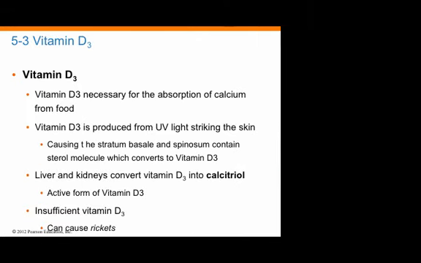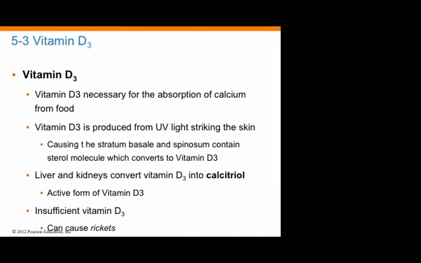The epidermis also plays a key role in the production of vitamin D3. Vitamin D3 is an essential vitamin necessary for the absorption of calcium from food. It is produced by ultraviolet or UV light striking the skin. The stratum basale and stratum spinosum layers of the epidermis contain a sterol molecule. When UV light present in sunlight or tanning beds strikes the skin, it penetrates through the outer layers of the epidermis and strikes some of the molecules of this sterol, converting it into vitamin D3.